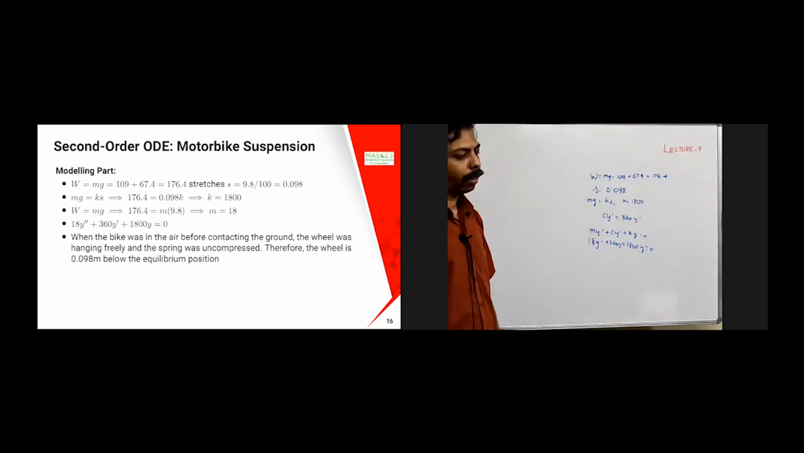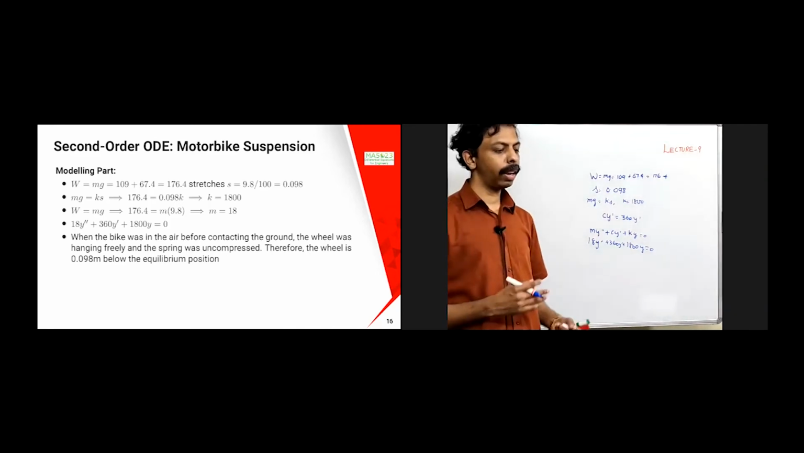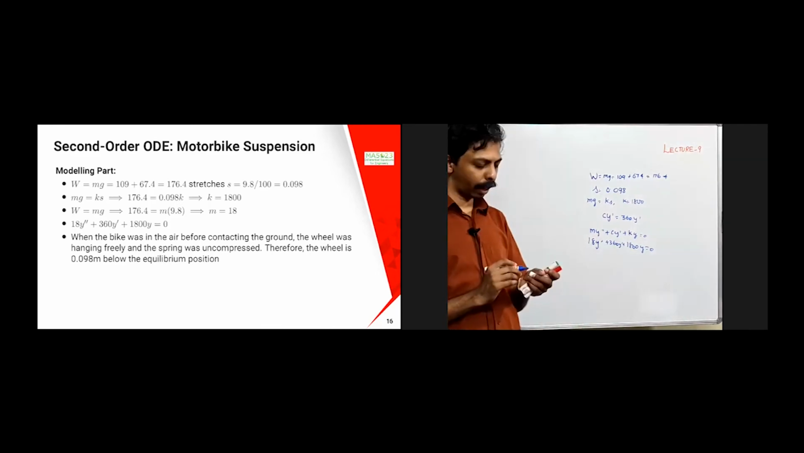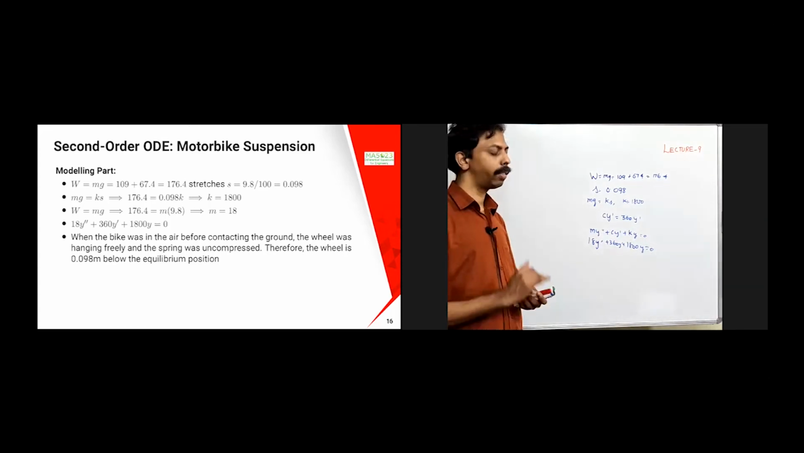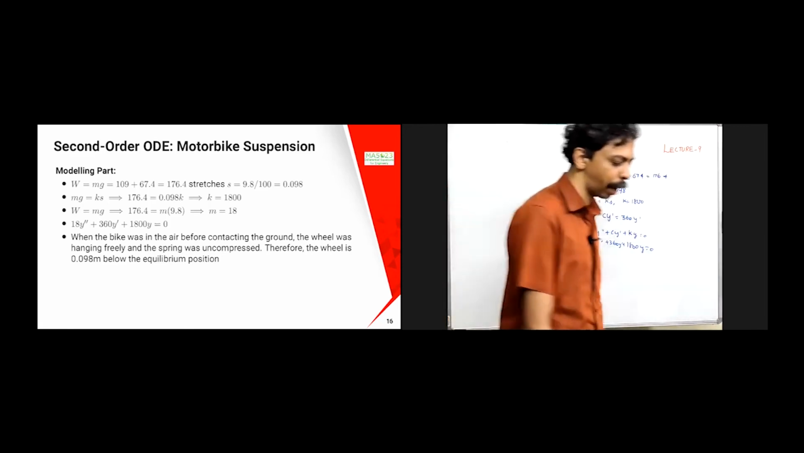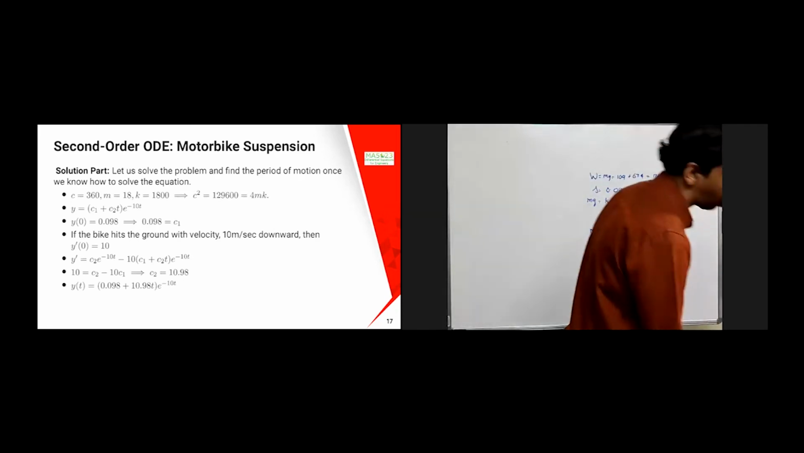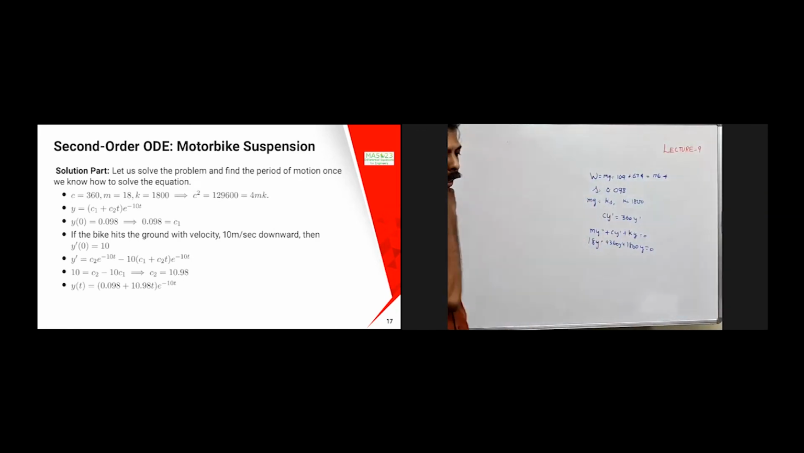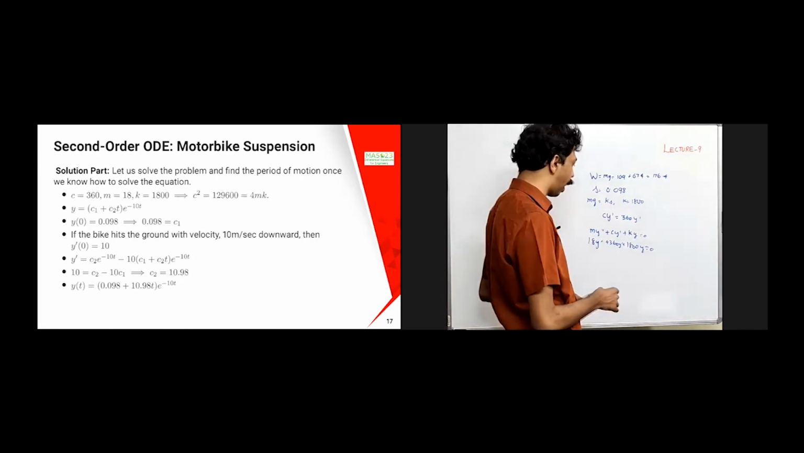In this case they have also given that when the bike was in the air, not contacting the ground, the wheel was hanging freely and the spring was uncompressed. Therefore the wheel is 0.098 meter below the equilibrium position. So this is the information we have. C we already know is 360, and K we have. Now we have to see whether it is going to be overdamping or underdamping.